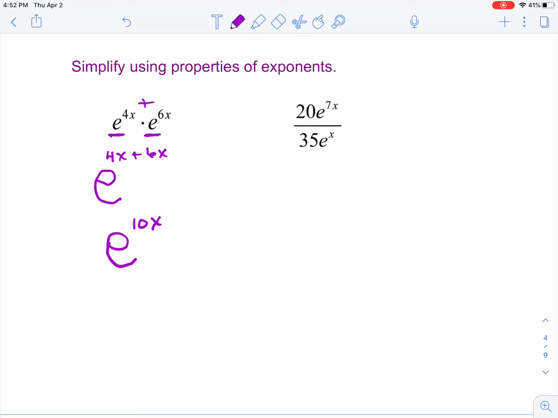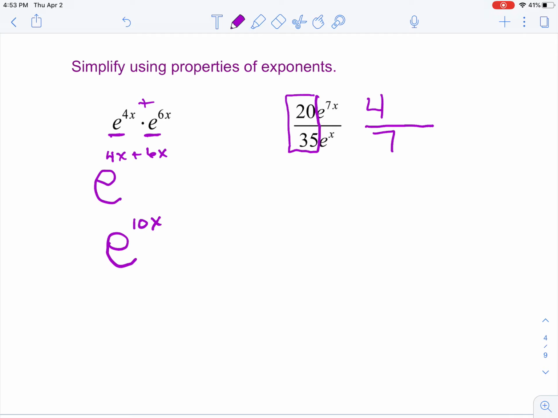All right, this next one looks a little bit more difficult, but it's not. So what we're going to do is we're going to start out with a fraction. And these numbers in front, I use them just like a fraction. We're going to reduce them. What is the largest number that will go into both 20 and 35? Well, that's 5. We're just reducing that fraction. 5 goes into 20 4 times. 5 goes into 35 7 times.